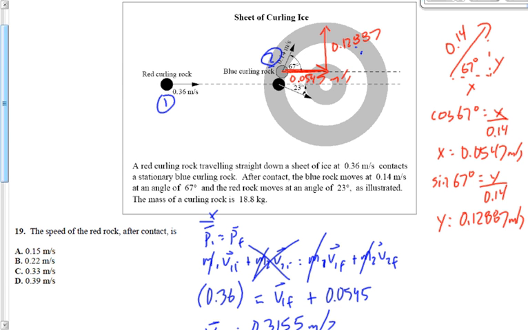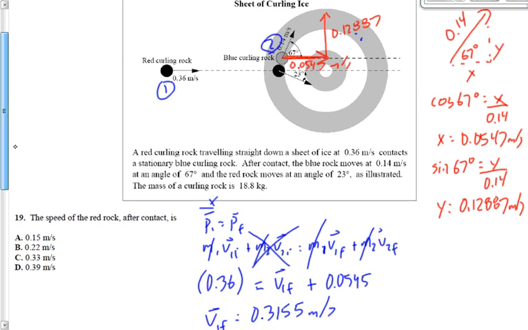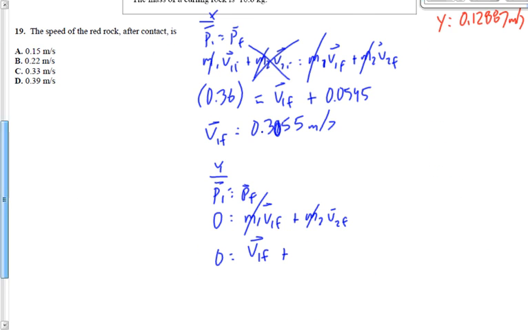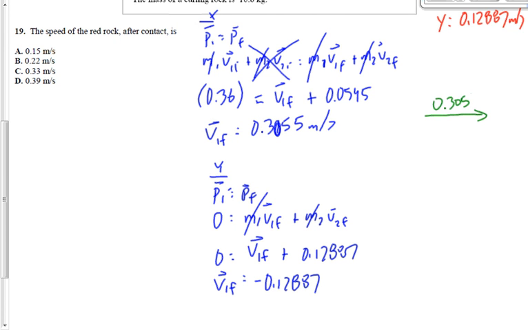No, that's object number 2, isn't it? Is that 0.3055, yes, up here? Yes? Okay, so 0.3055. V1F y component plus the y component of object 2, which is 0.12887. V1F equals negative 0.12887. Now we can combine these, same way as we always do, right? We got 0.3055. We got 0.12887.